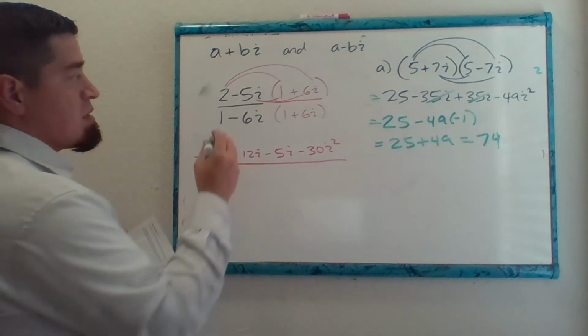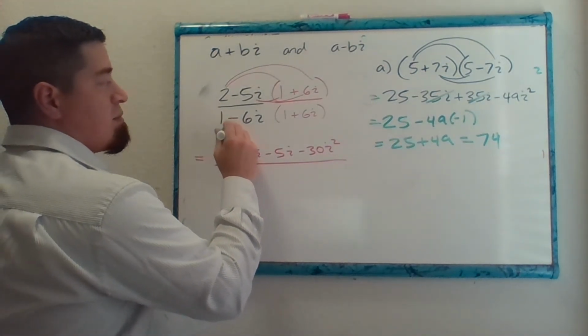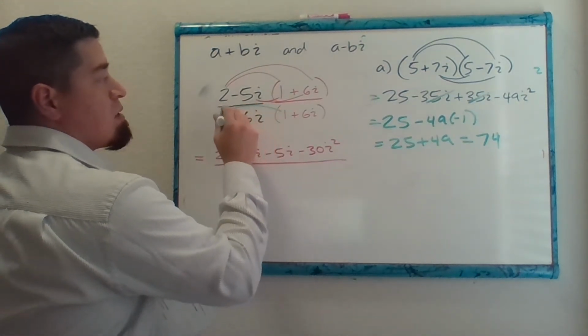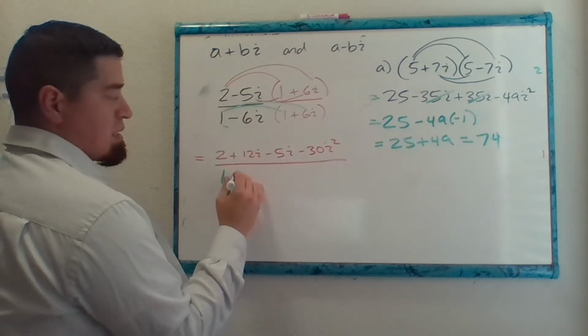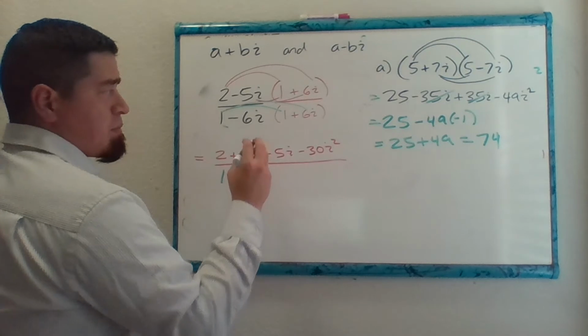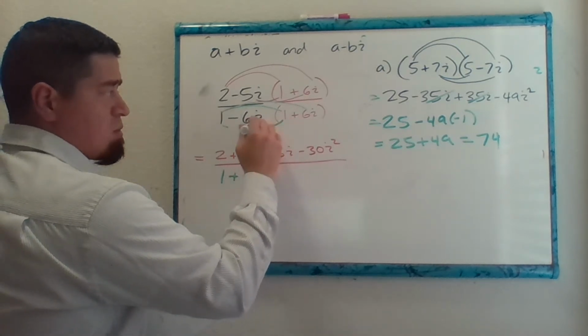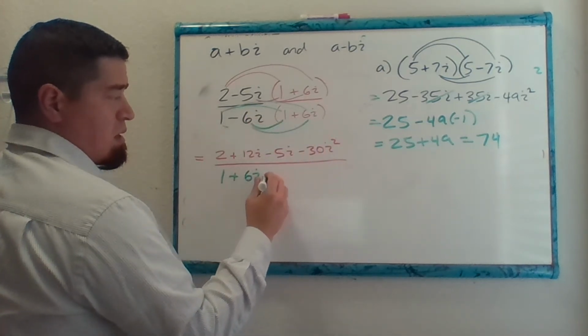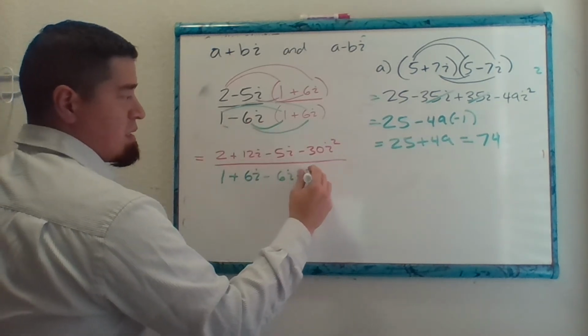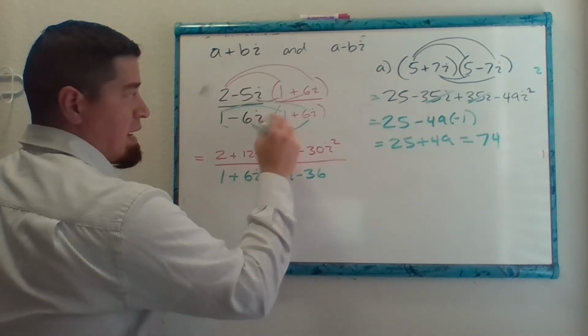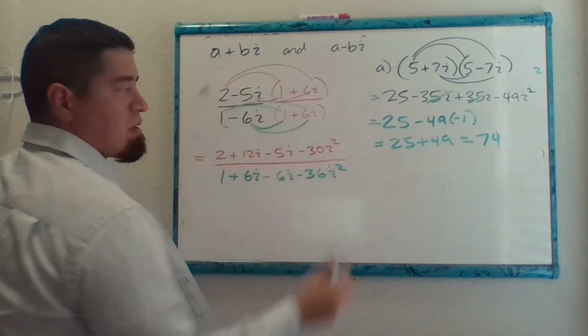But the bottom you're going to do the same, right? So you're going to do 1 times 1 and 1 times 6i. So then 1 times 1, that's going to be 1. And then 1 times 6i, that's going to be 6i. And then I'm going to do negative 6i times 1 and negative 6i times 6i. So that's negative 6i. And then that's going to be negative 36 i times i, that's i squared. Okay?